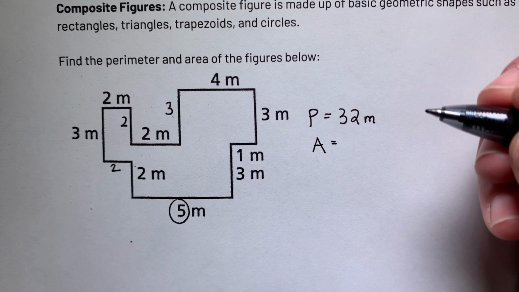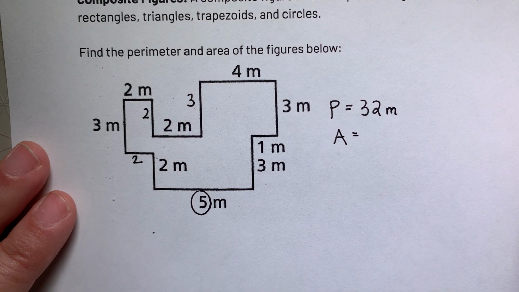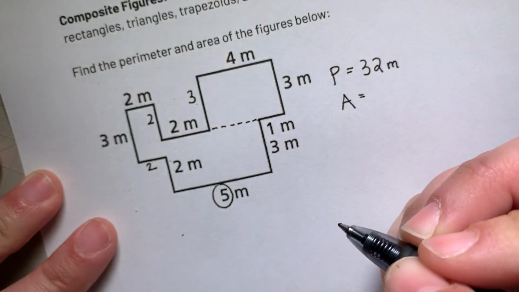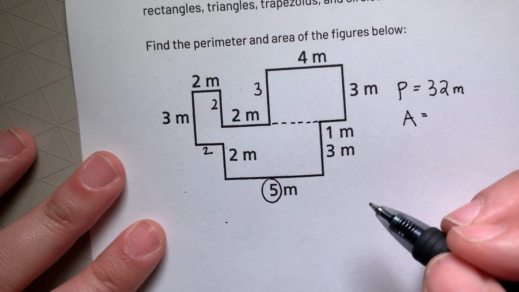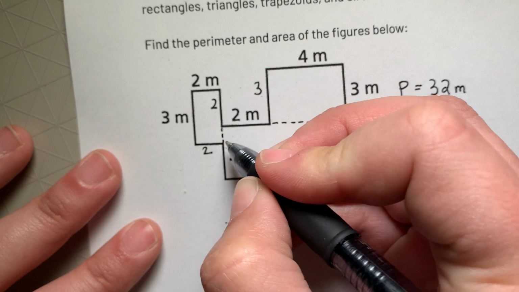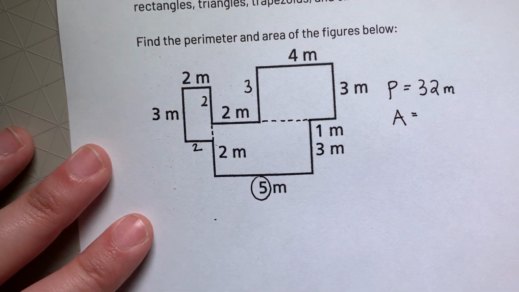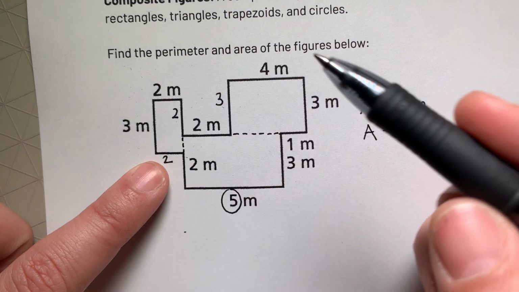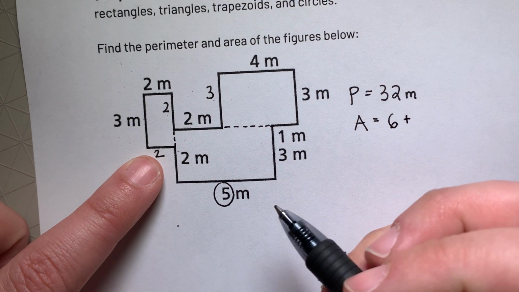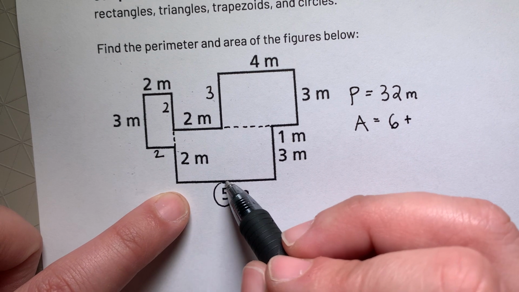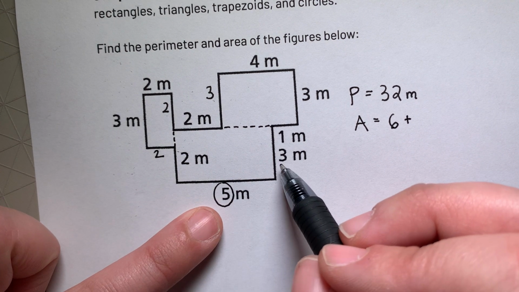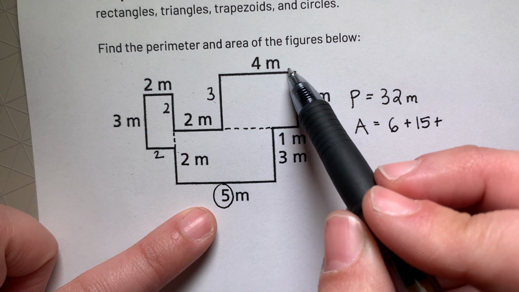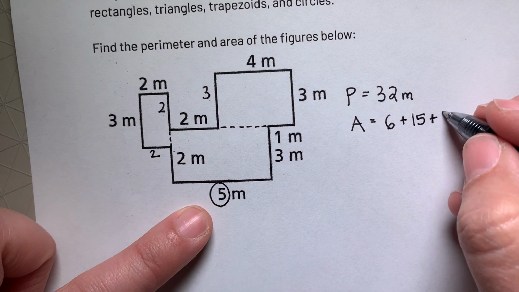Now I need to find the area. The best way to do this is to divide this up into simple shapes. A lot of different people can do this a lot of different ways. I'm just gonna divide it up into 3 rectangles. This rectangle, base times height, so 2 times 3, so I've got 6, plus this rectangle has a base of 5 and a height of 3, so 5 times 3, 15. And this rectangle has a height of 3, base times height, 4 times 3, 12.